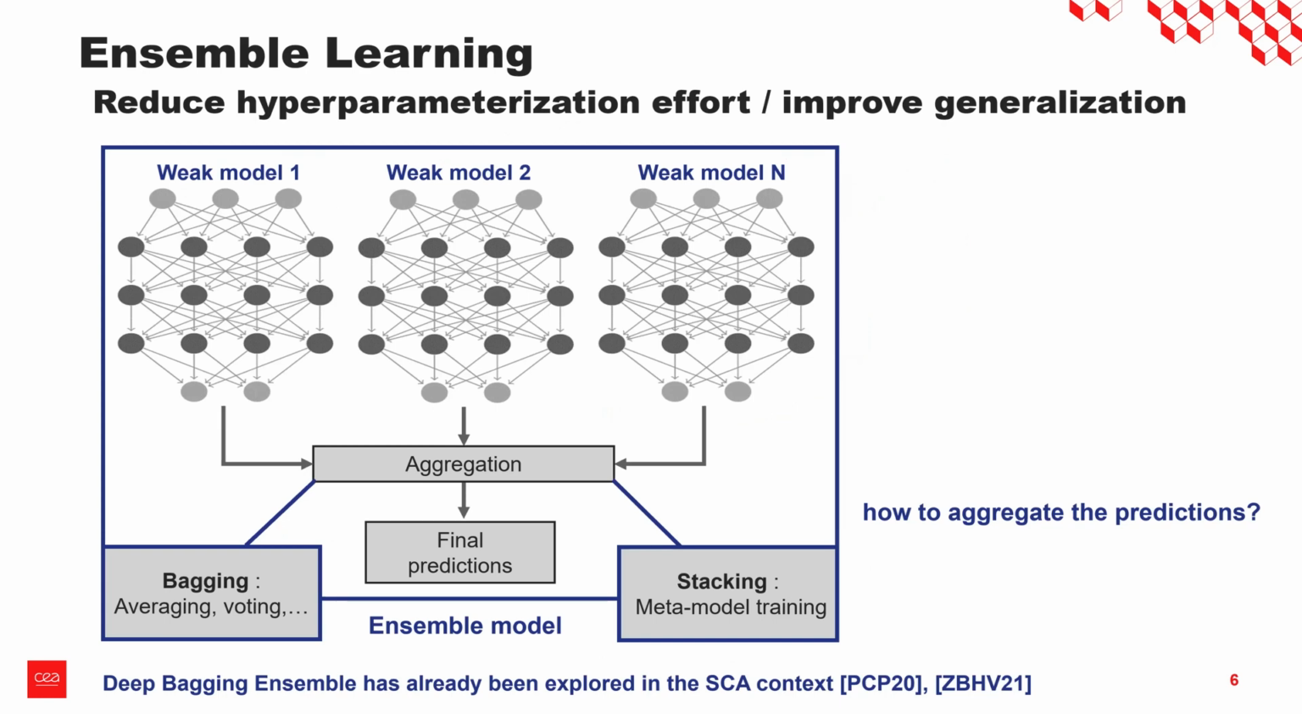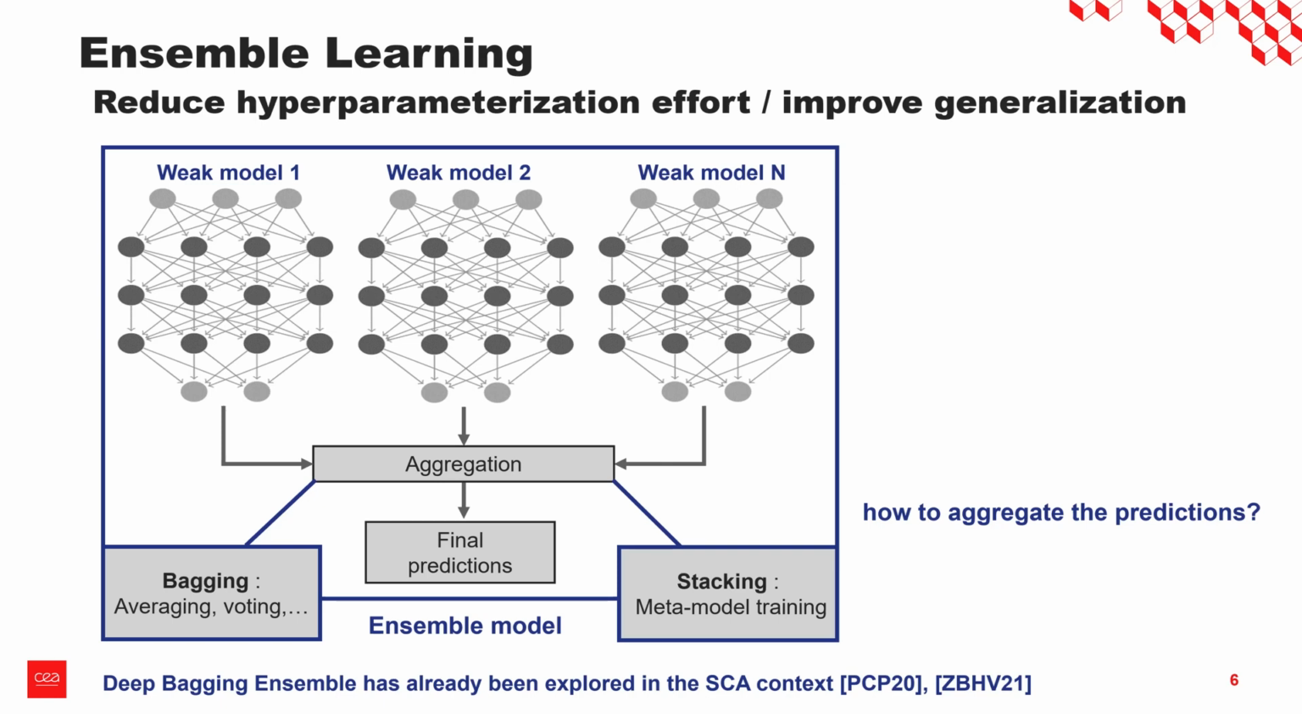Combining complementary weak model predictions can thus improve generalization and, in our case, lead to better attack performance on the target device. Concerning how to aggregate the weak model predictions, in this work we use two meta algorithms. The first one, the bagging aggregation, performs an averaging or voting process to aggregate the weak model predictions. On the other hand, the stacking aggregation uses meta model training to learn how to aggregate the weak model predictions.